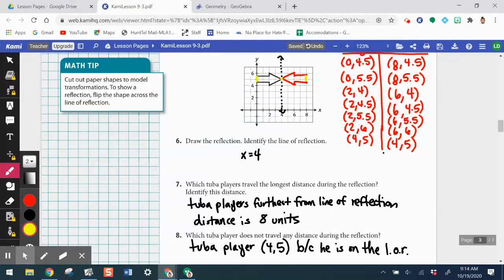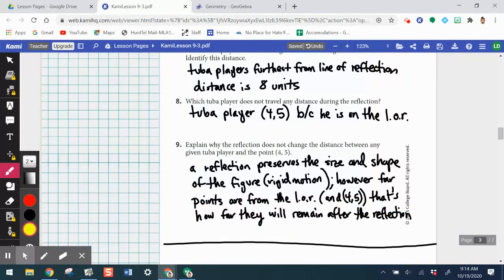Notice we're seeing this similarity over and over again. And again, it all comes back to however far a point is from the line of reflection, that's how far they travel, which leads us to number 9. Explain why the reflection does not change the distance between any given tuba player and the point (4, 5).